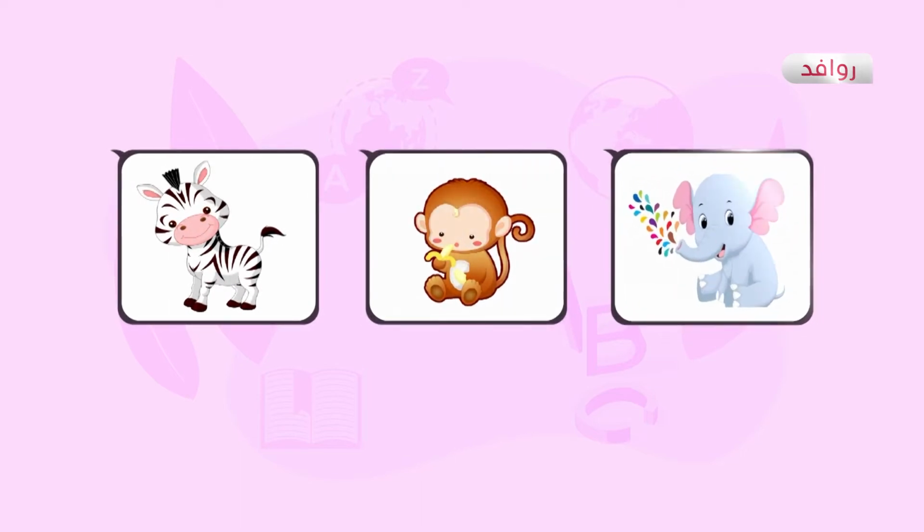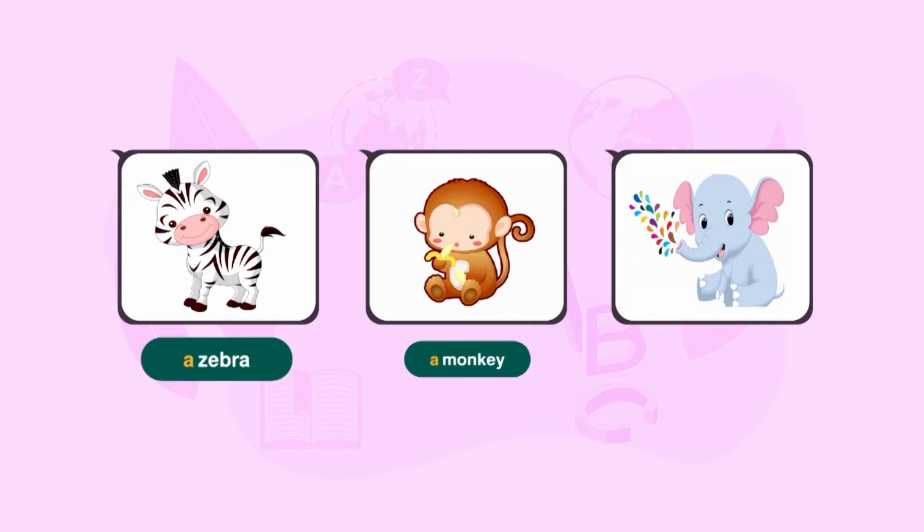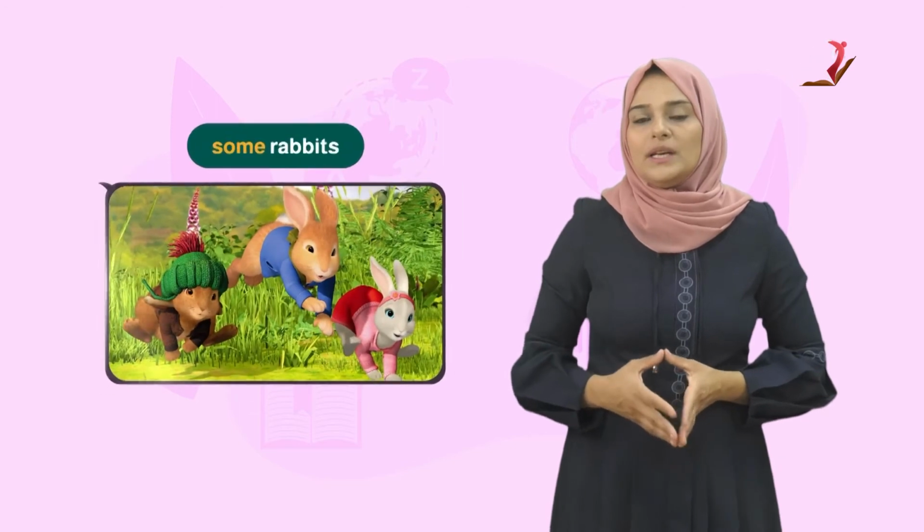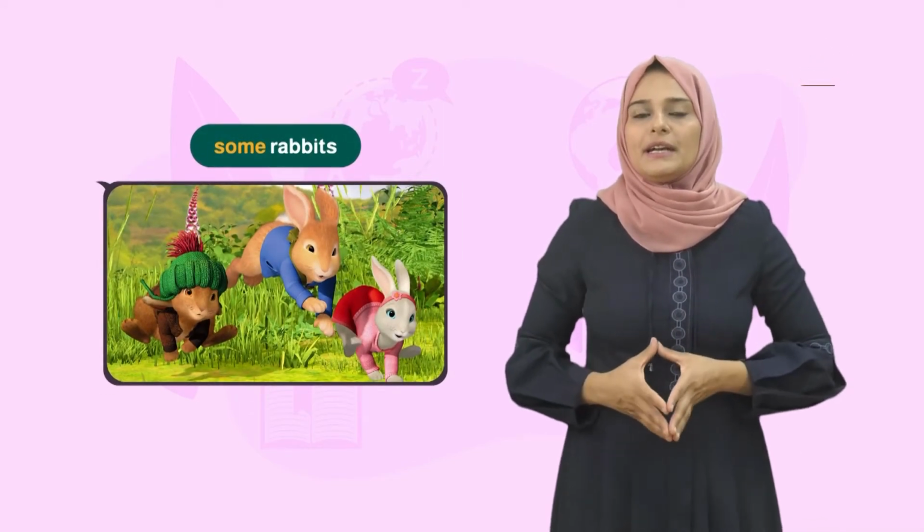As you see, in the first example, I said a zebra. We used a before the word zebra. I also said a monkey. A before the word monkey. And finally, an elephant. We used an before the word elephant. In the second example, we used some before the word rabbits. We call a, an, and some indefinite articles.